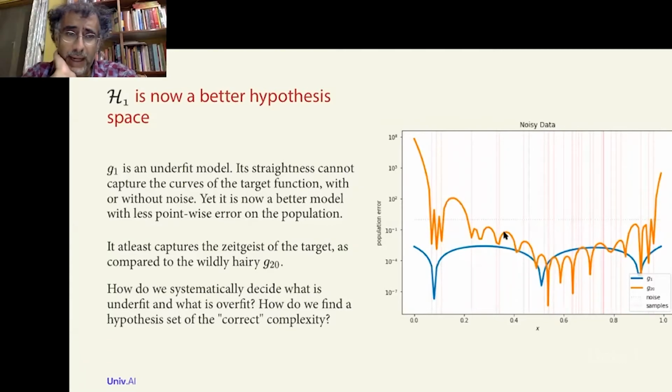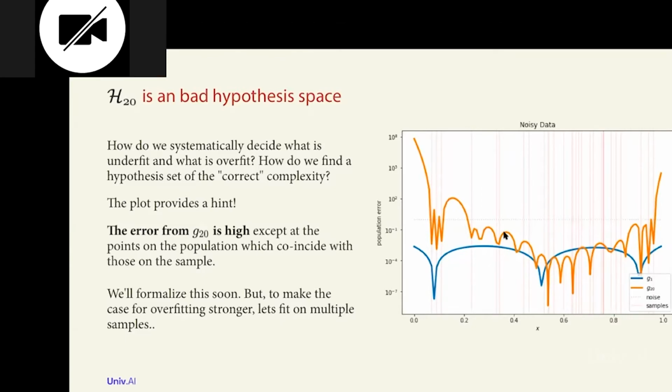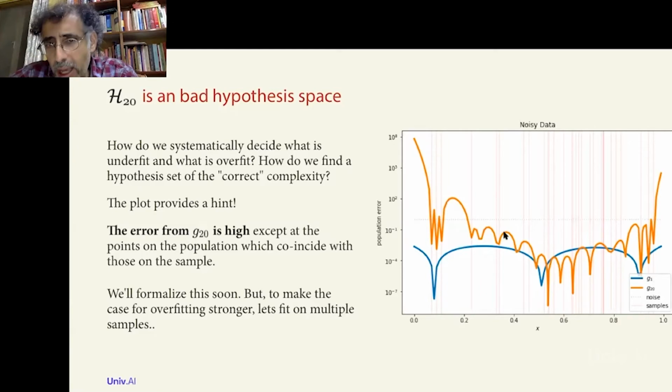So how do we systematically decide what is underfit and what is overfit? How do we find a hypothesis set then of the correct complexity? This is the problem that we want to solve, right? So the plot provides us a hint over here. What is the hint that the plot provides us? We just said it. At points where there is a lot of concentration, the error is low.